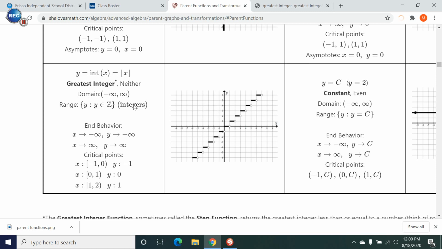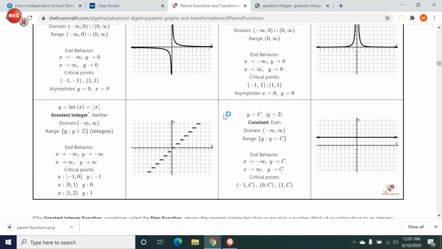Okay, so the greatest integer function is considered to be neither. Its domain is negative infinity to infinity. As you can see, you can input anything, but think this through. You can input anything, but the output can only be integers. So the range in this case is the set of y values such that y is an element of the integers. This double-bar Z is the symbol for integers.